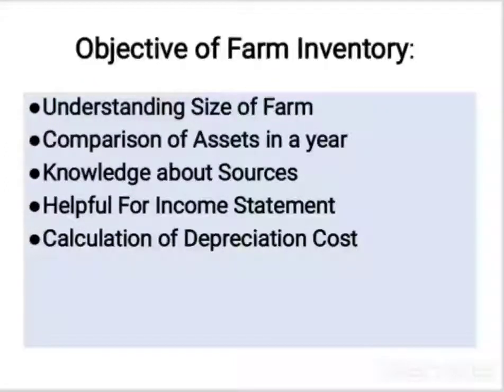Next point is comparison of assets in a year. So we can compare the value of assets at the beginning of the year and at the end of the year, or we can compare between the past and present years also. Third point is knowledge about the sources. From the farm inventories, it can be identified what the kinds of inventories are, what the assets are, what the liabilities are, and what the different sources of inventories are. That can also be understood.